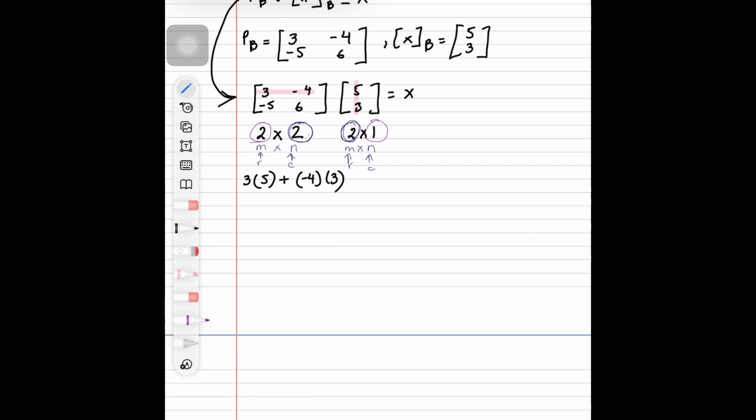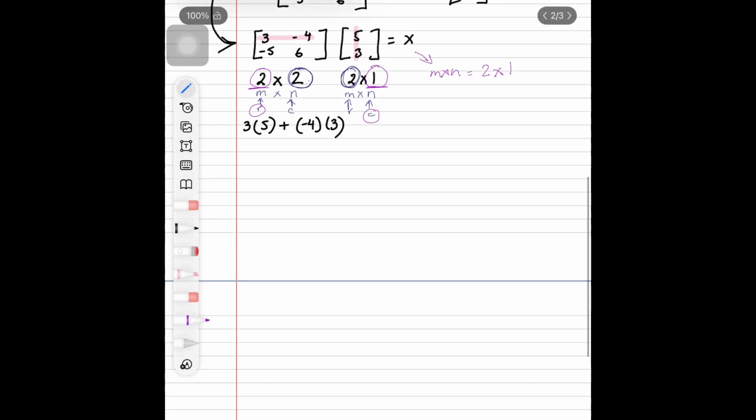These are the outer ones. So x is m cross n, which is 2 cross 1. 2 is the number of rows from the first matrix, and 1 is the number of columns from the second matrix. Okay, now let's get going with our problem.